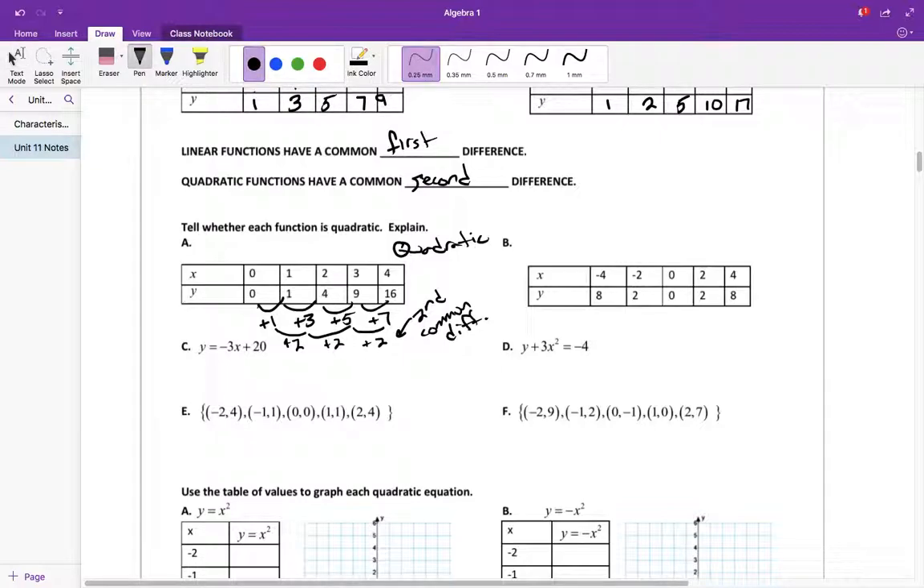Okay, so in B, let's take a look at it. So from 8 to 2, we would go down by 6, so we'll write that as a negative 6. 2 to 0, we'd go down by 2, so we'll write that as a negative 2. And then from 0 to 2, we go up by 2.